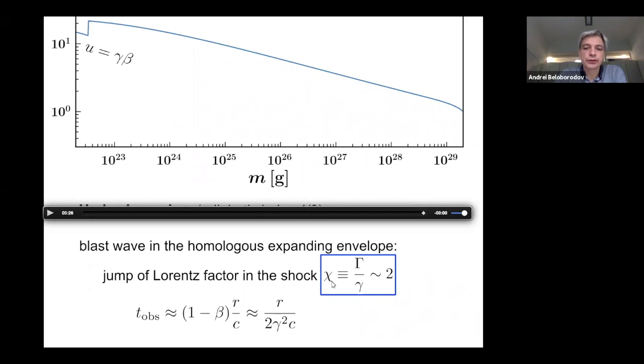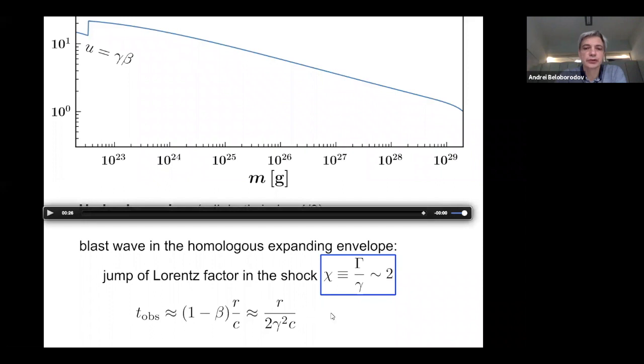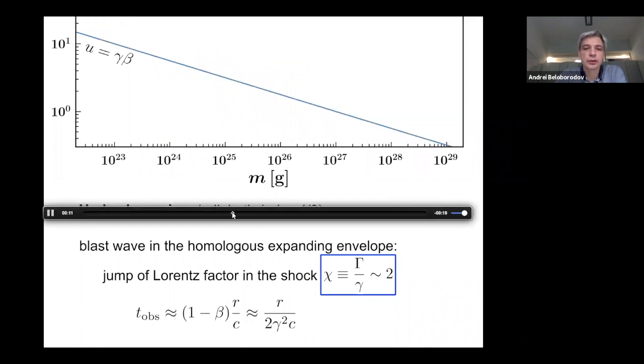So if you introduce this chi parameter, which is the strength of the shock of the blast wave, it is the ratio of the post-shock downstream gamma to the upstream. Just the jump of the Lorentz factor across the shock. It's about a factor of 2. And it stays at about a factor of 2 through the range of mass. The photosphere is about here, it turns out.